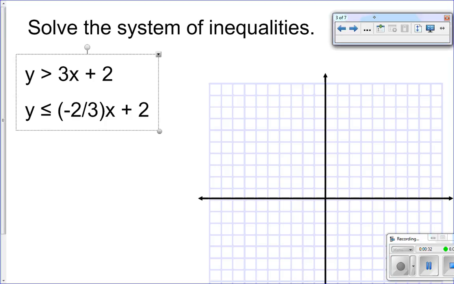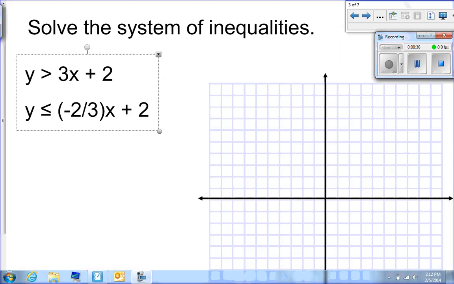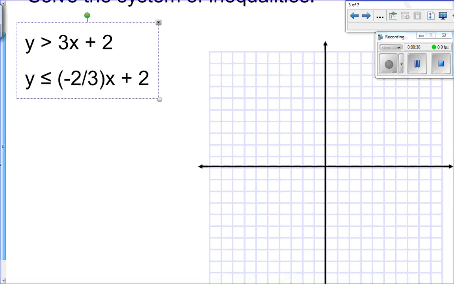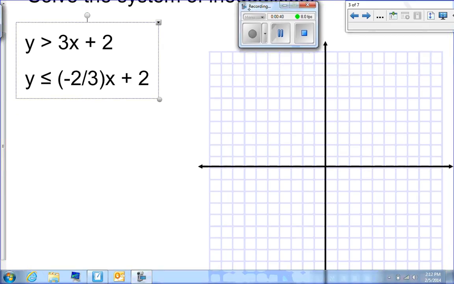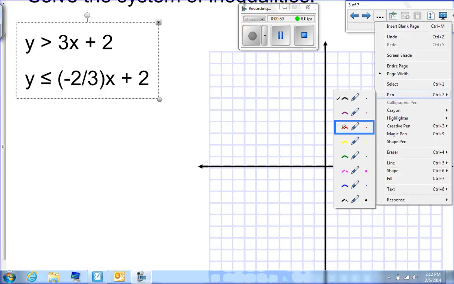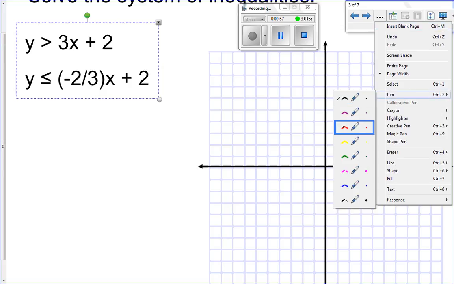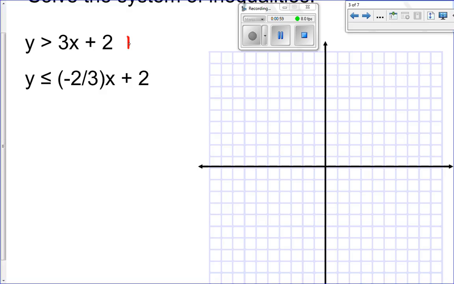So let's look at these together, and I'm going to move that stuff out of the way and scroll this down just a little bit. There we go. So I have the inequalities y is greater than 3x plus 2 and y is less than or equal to negative 2/3 x plus 2. So I'm going to do these in two different colors. I'm going to do one in red, and I'm going to label this one the red one. So pen, red. This is going to be my red line, and I'm going to graph that one first.